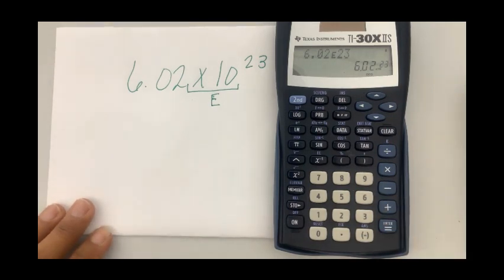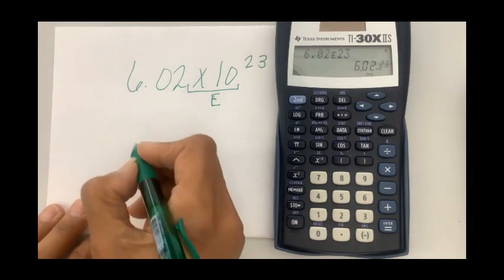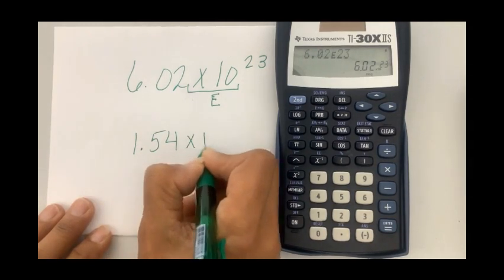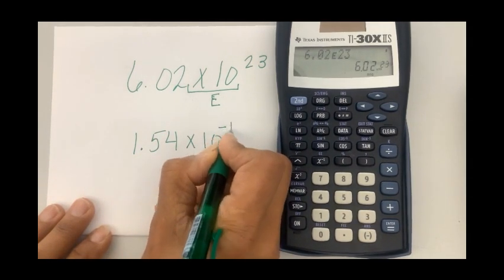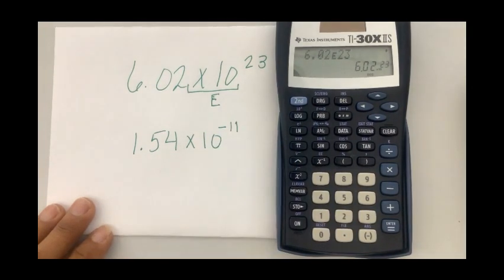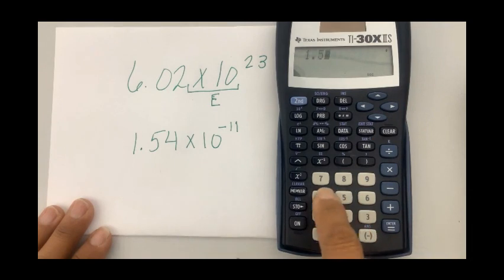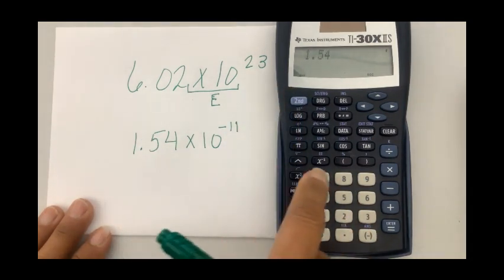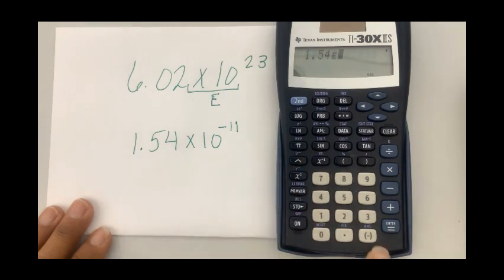If you wanted to put in a negative exponent, for example, 1.54 times 10 to the negative 11th, let's say, you would do the same thing, 1.54, second, EE, and then just this negative button here, negative 11, okay? You don't have to press enter.